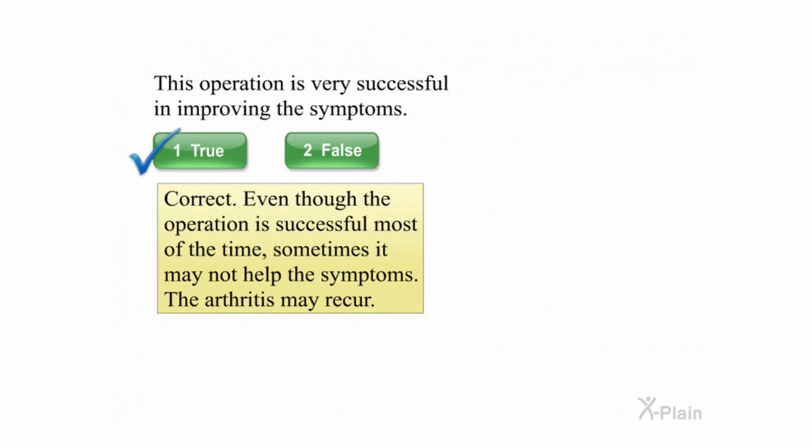This operation is very successful in improving the symptoms. Select true or false. Correct. Even though the operation is successful most of the time, sometimes it may not help the symptoms.